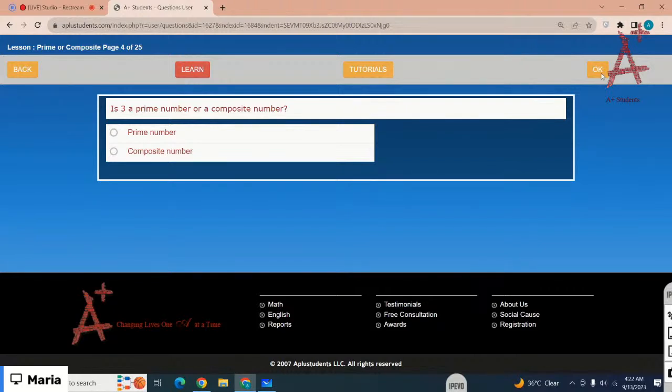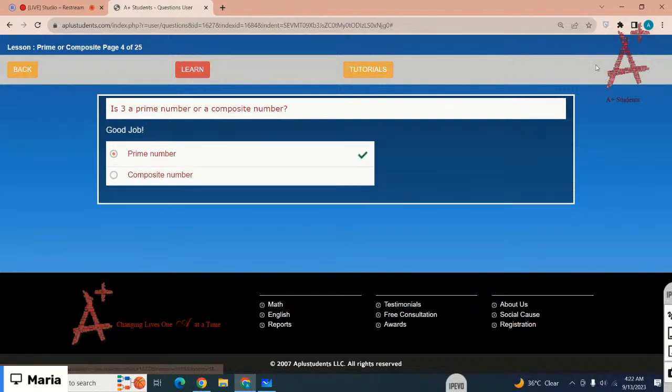Is 3 a prime number or a composite number? Yes, very good. 3 is a prime number. The correct option is 3 is a prime number.